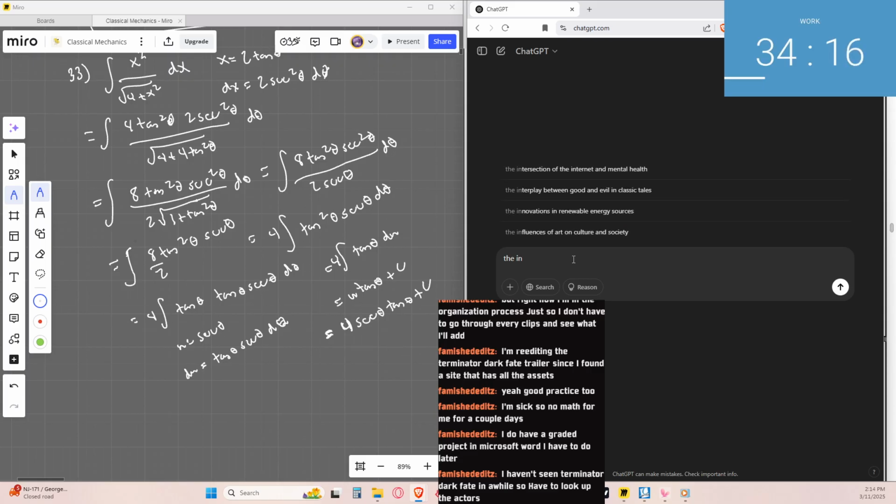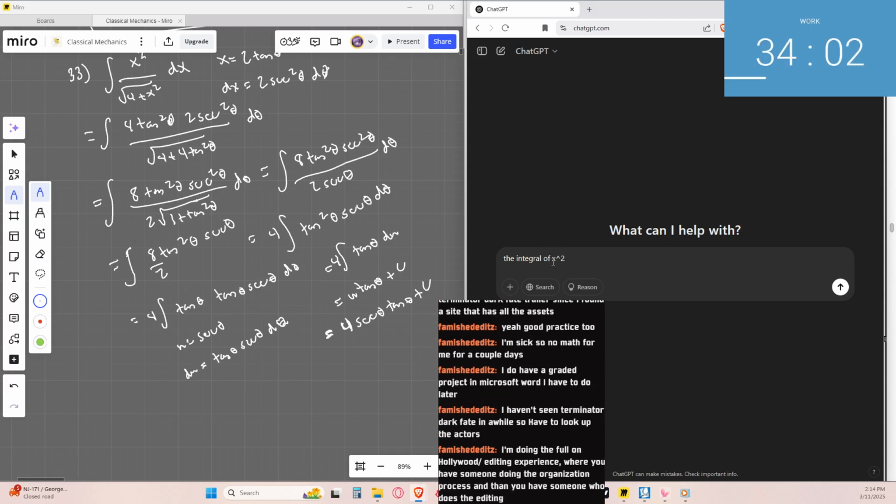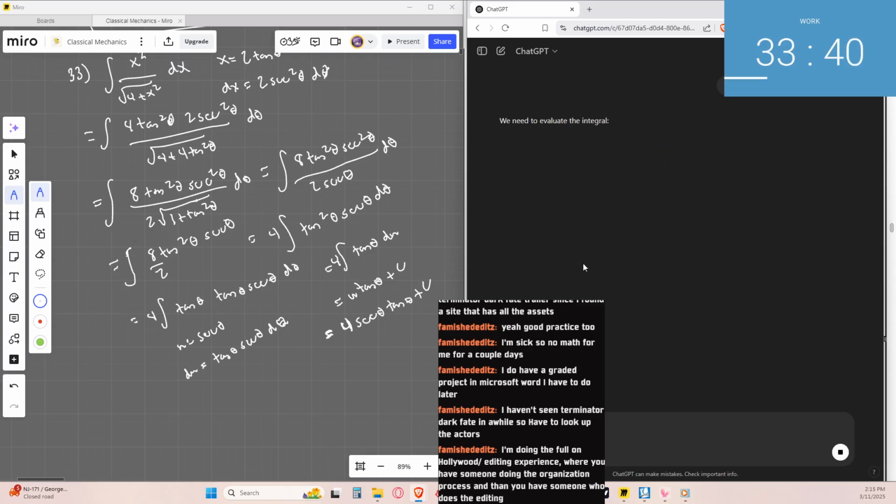So the integral of x, probably should put this in parentheses, over square root of 4 plus x squared. Okay, that's what it looks like, right.